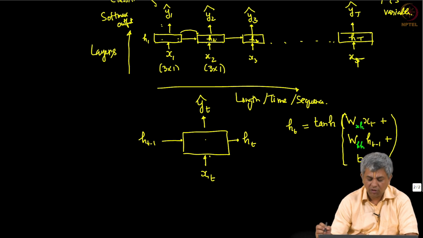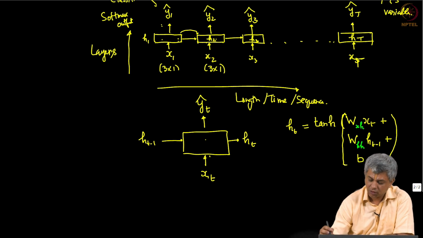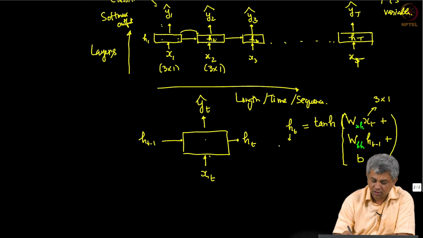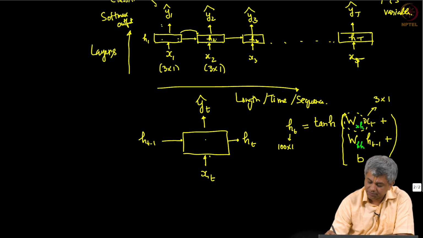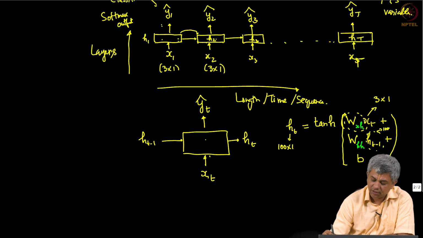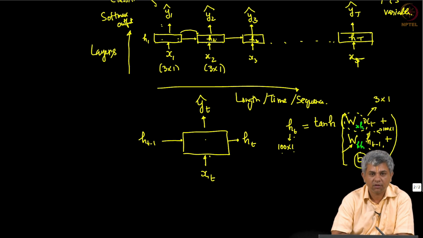Now, for this example let us see what the sizes of these matrices ought to be. Xt at any point is a 3 cross 1 matrix, H is a 100 cross 1 matrix. So, what should be the size of wxh? Please think about it. Similarly, ht minus 1 is a 100 cross 1 matrix, ht is also a 100 cross 1 matrix. What should be the size of whh? Please think about it. ht is of size 100 cross 1, what should be b? If you are thinking about it, please pause the video for a second, work it out and then come back. I will show you the answer after you return.